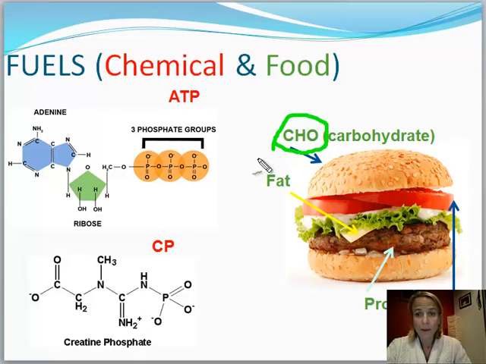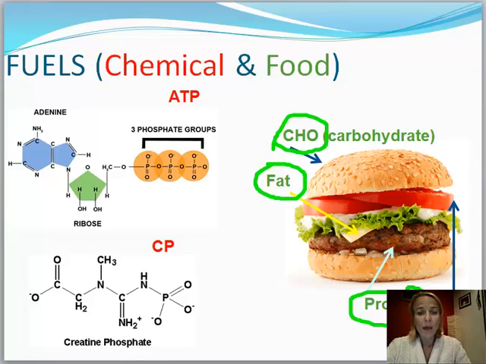Carbohydrates, such as bread, cereals, rice, pasta. Fat, such as dairy products, oils, nuts. And protein, such as meat. Protein is also found in things like eggs and milk as well. Our fruit and vegetables are primarily made up of vitamins and minerals.